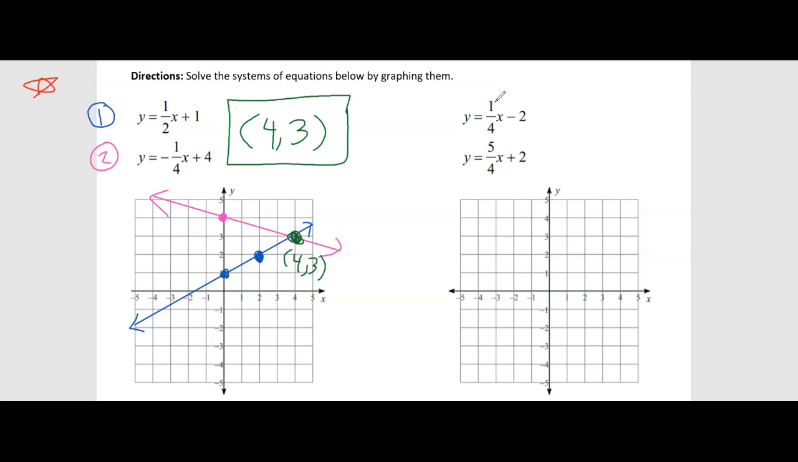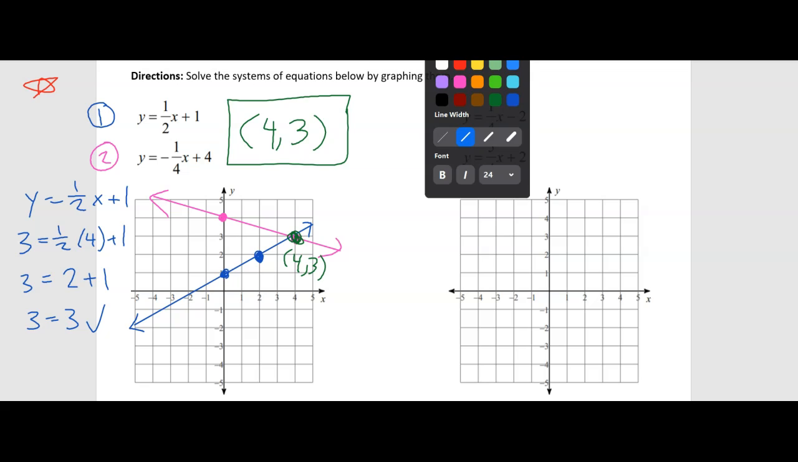Let me just show you again what I mean by the solution. So if I take this point, and let's look at the blue equation first. So I have y equals 1/2 x plus 1. If I substitute in these numbers, so 3 for y, 4 for x, well, 1/2 times 4 is 2. 2 plus 1 is 3. So that point, 4, 3, made the equation true.